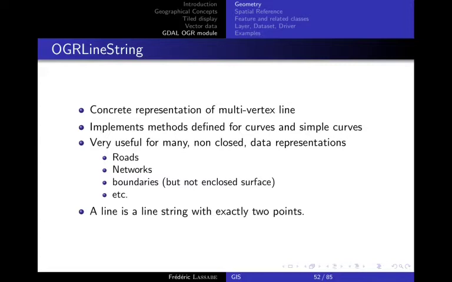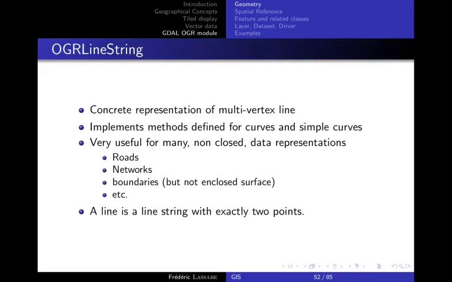So the OGR line string is a concrete representation of a multi-vertex line, so it's a line with several sublines with angles. It implements methods defined for curves and for simple curves, and it is very useful for many non-closed data representations. So for instance, roads, networks, actually roads are a kind of network, boundaries, because in OpenStreetMap, for instance, boundaries might be decomposed into several parts.